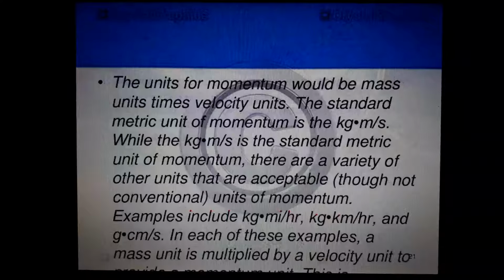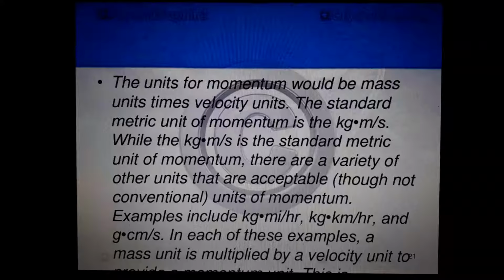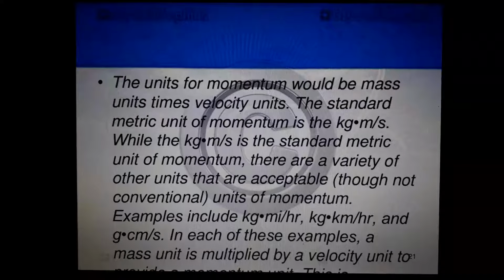Okay, leave it. The unit of momentum would be mass units times velocity units. That means the standard metric unit of momentum is, for mass, the SI unit is kilogram. Velocity SI unit is meter per second. So, the SI unit of momentum is kilogram meter per second, and of course it is a vector quantity.